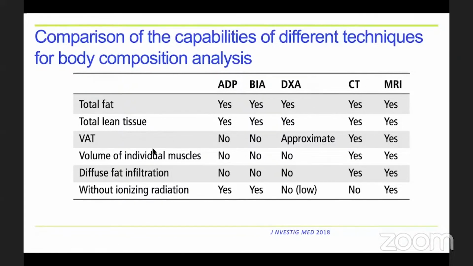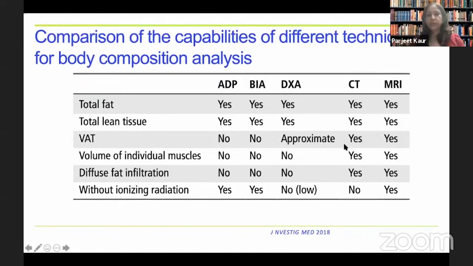muscle, bone, and everything. When we talk about visceral adipose tissue, CT and MRI are the best. DEXA scan gives some idea approximately. Volume of individual muscles cannot be found out by these, only by CT and MRI. Diffuse fat infiltration only by CT and MRI. And yes, without ionizing radiation, we all know that only CT scan is here, which is problematic.